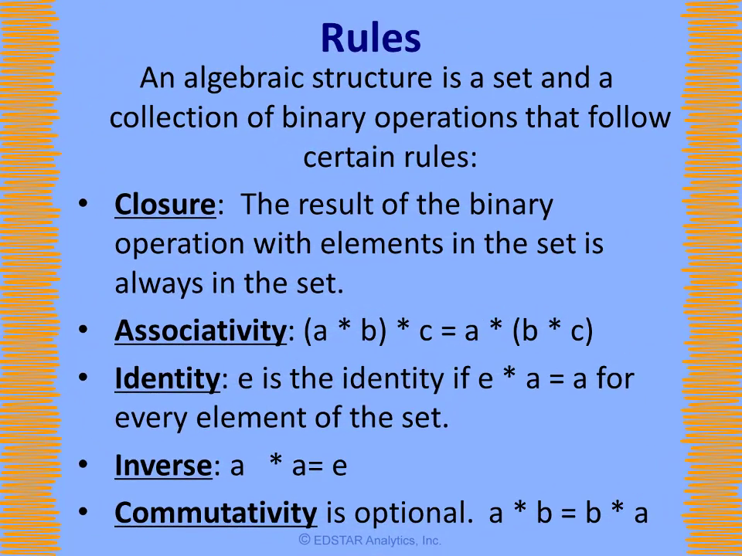Now we're ready to take a closer look at the rules by which a binary operation operates on elements in a set. The general rules are closure, associativity, identity, inverse, and commutativity. But remember that commutativity is optional.